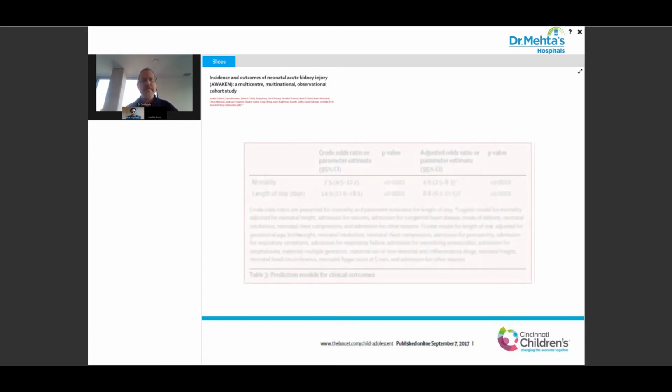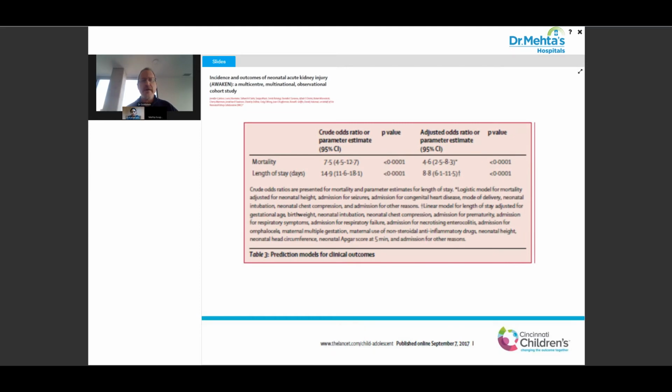And when they put all of the risk factors associated with mortality on bivariable analysis, putting AKI in the mix, the crude odds ratio just for AKI outside of the multivariable analysis was a 7.5 increased odds of mortality and about a 15-day increase in length of stay in the NICU. And on multivariable analysis, this held true. So in neonates, acute kidney injury is independently associated with mortality.